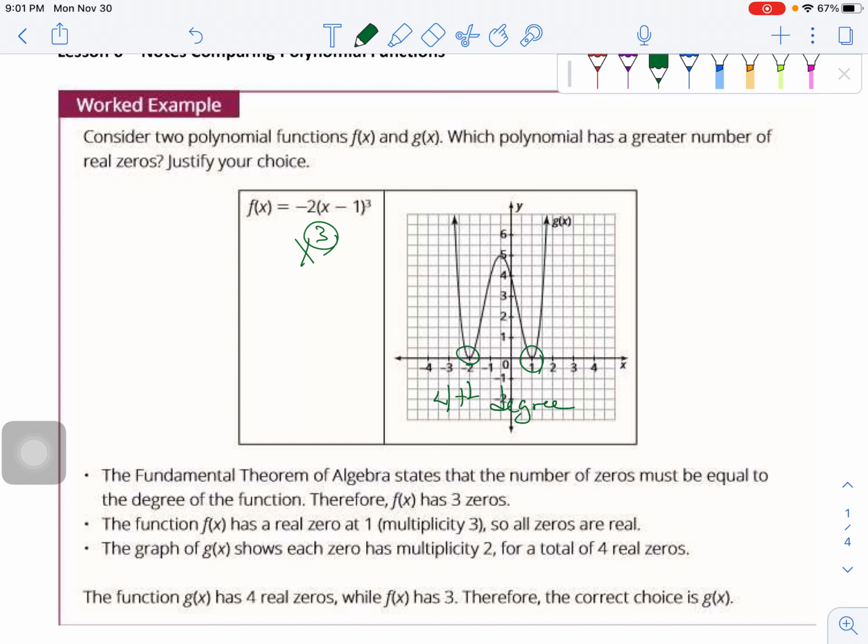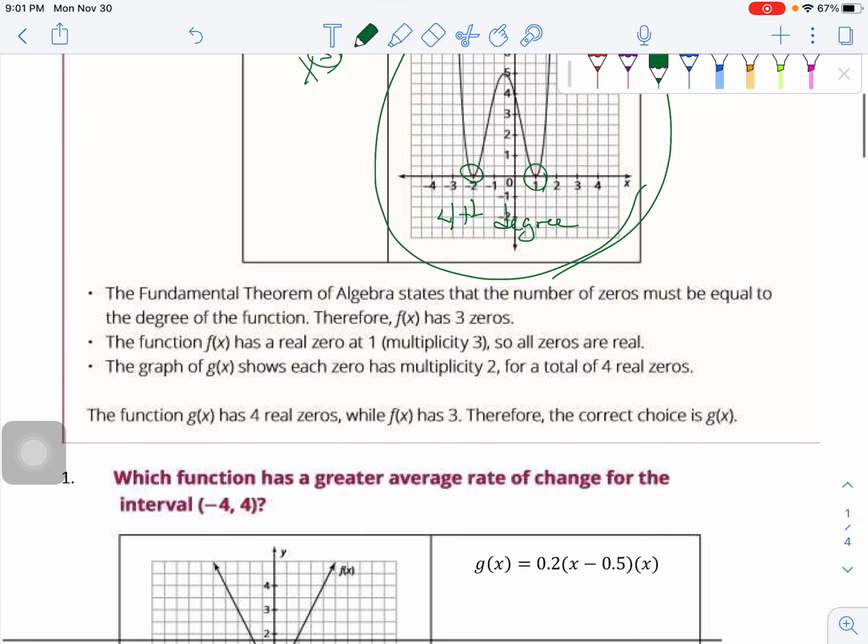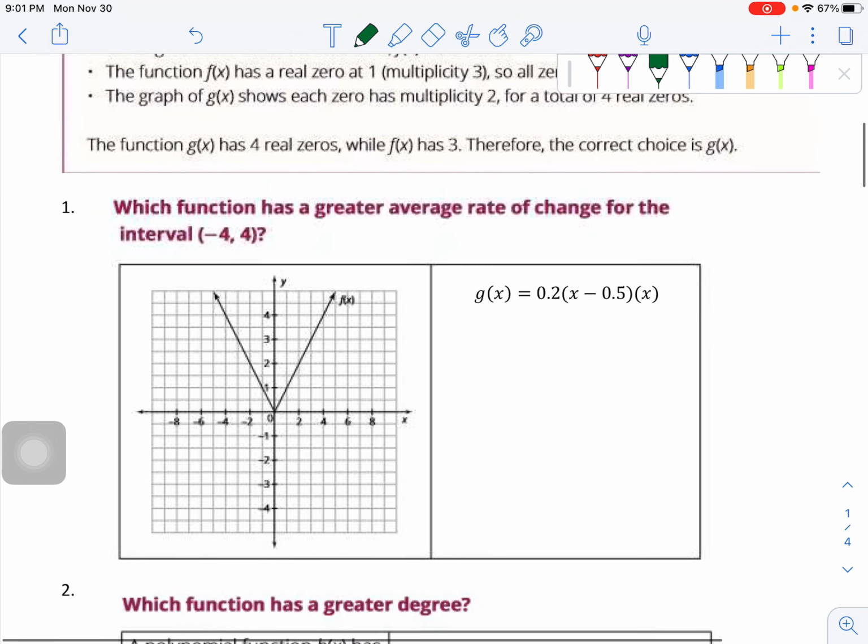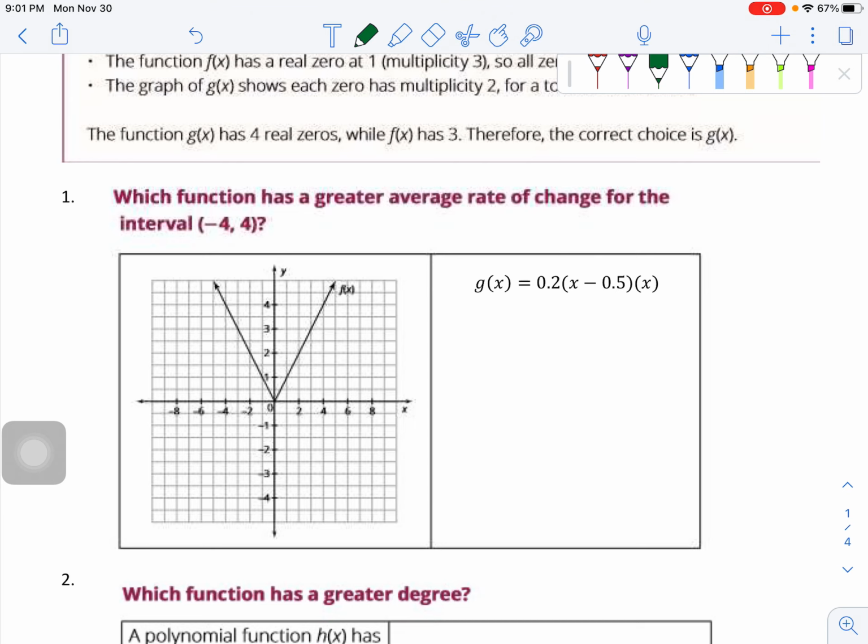All right, and so it says which polynomial has the greater number of real zeros. So g of x has the greater number of real zeros, and so that's what you want to make sure that you circle up or identify in some way, shape, or form. All right, so that's the worked example. Let's get into some examples that we're going to work out.